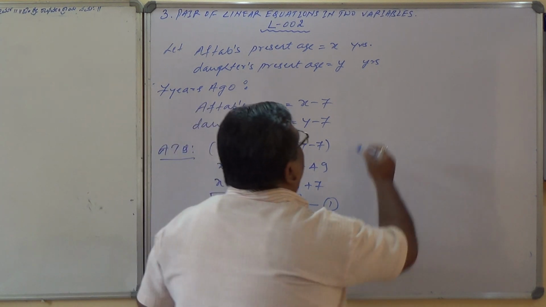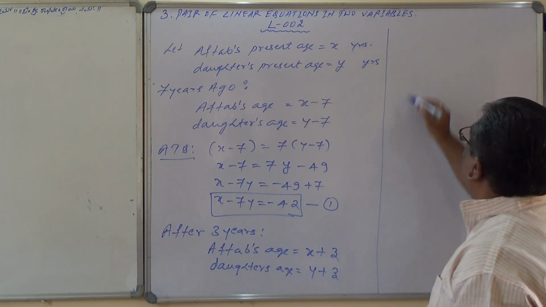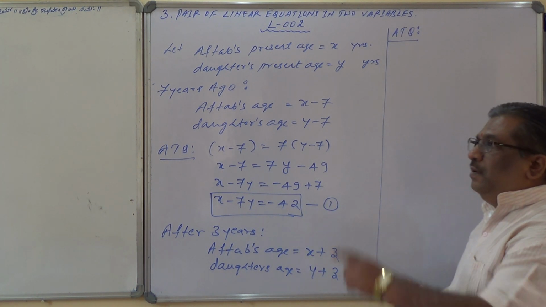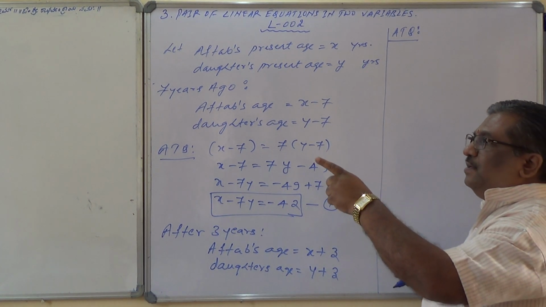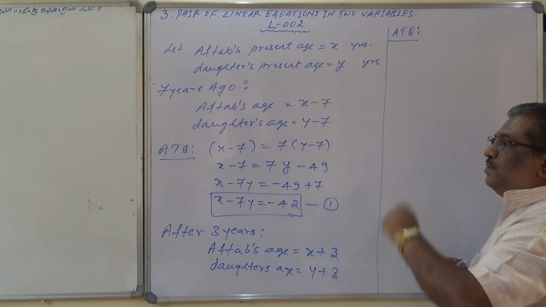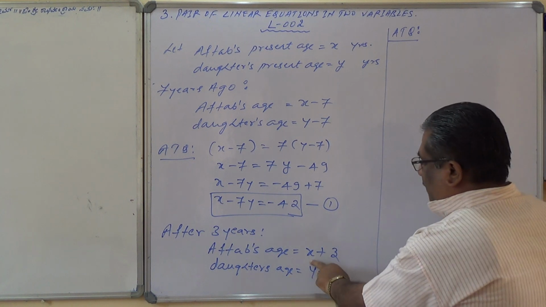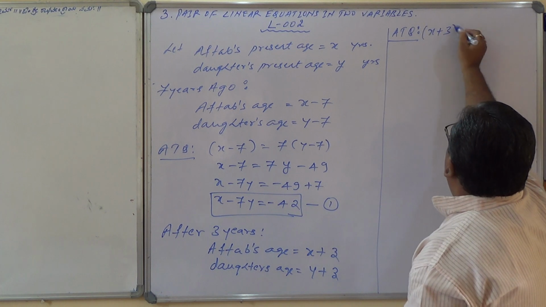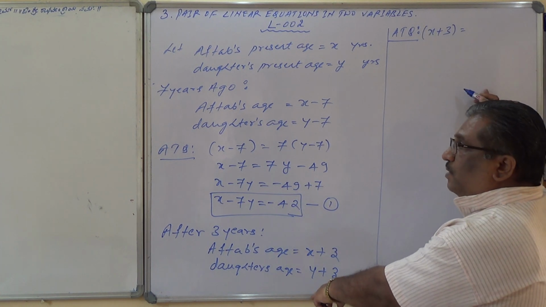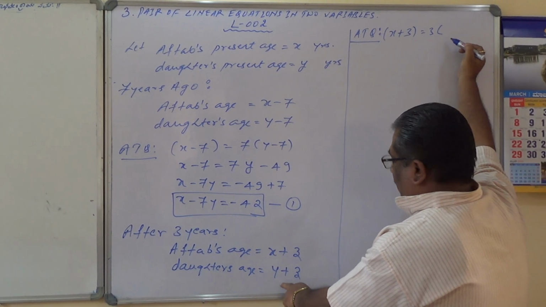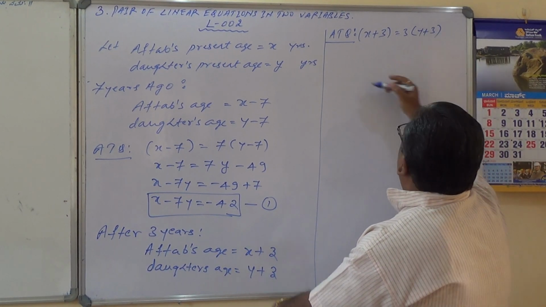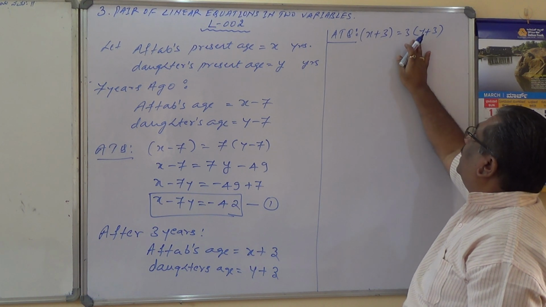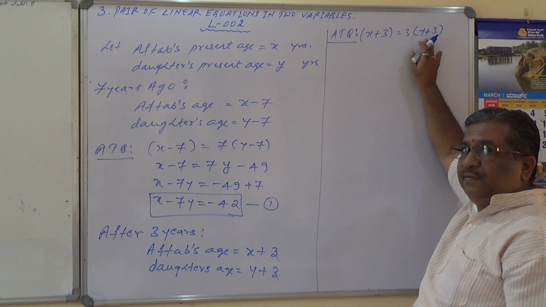According to the question, Aftab says, I shall be 3 times as old as you will be. So x plus 3 should be equal to 3 times y plus 3. I hope you are able to understand here. Aftab's age is 3 times the age of his daughter.